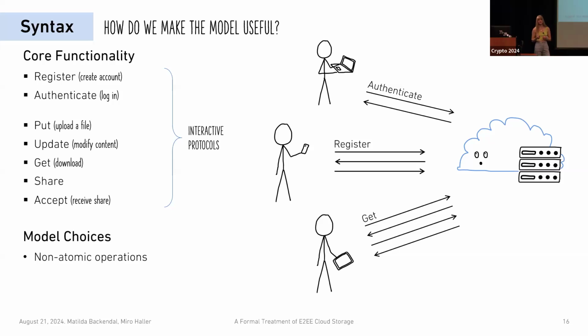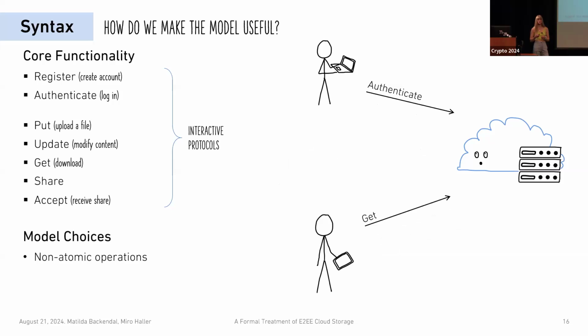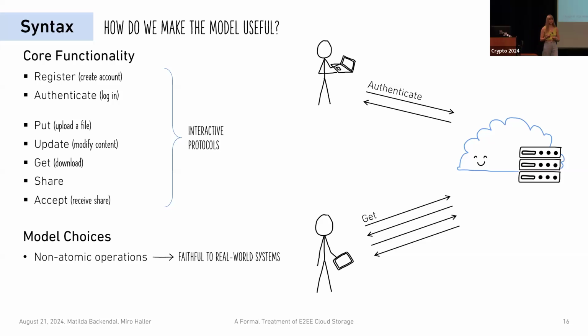So what this means is that if 2 clients try to interact with the server at the same time, the server doesn't have to pick one and run that protocol to completion. Rather, it can respond to the first one and then the second one and so on, arbitrarily interleaving the messages. Now, syntactically supporting non-atomic operations is important because it allows our framework to faithfully capture real-world systems, and therefore also their potential security flaws.